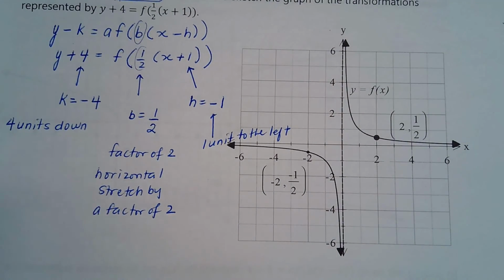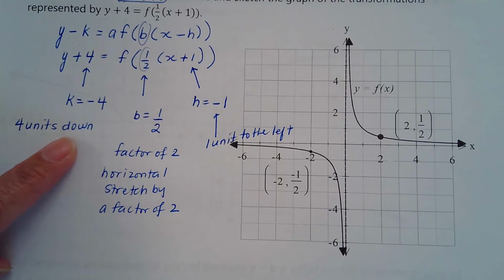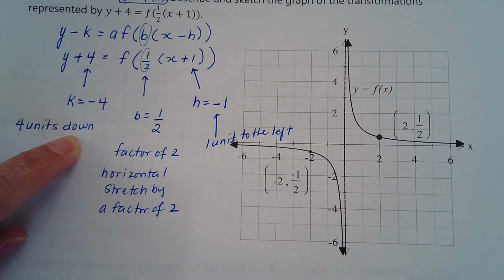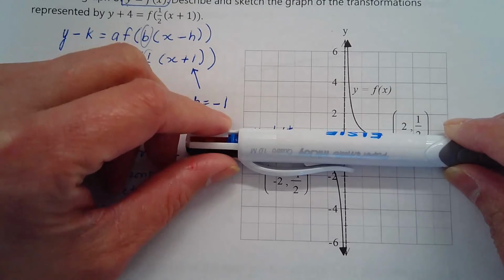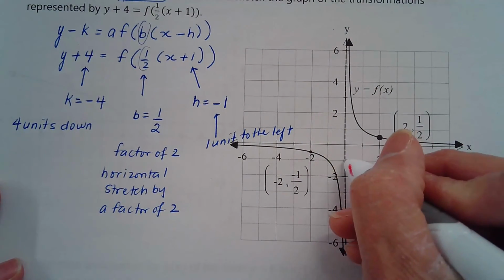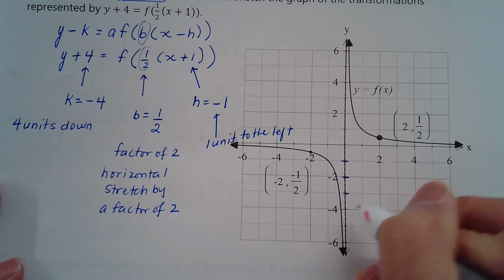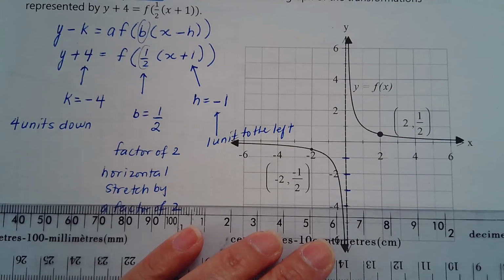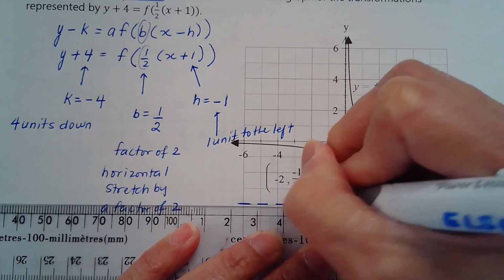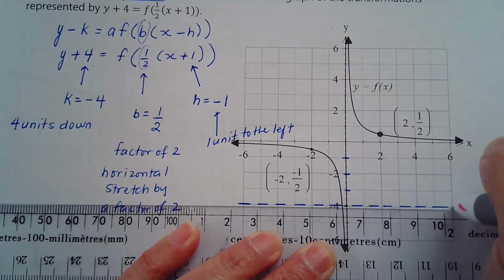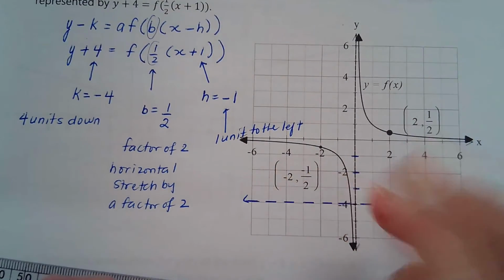So what's happening here, which one is going to get affected? There's a 4 units down. So 4 units down, this horizontal asymptote will go 4 units down. So we go 1, 2, 3, 4. So 4 units down. Okay.